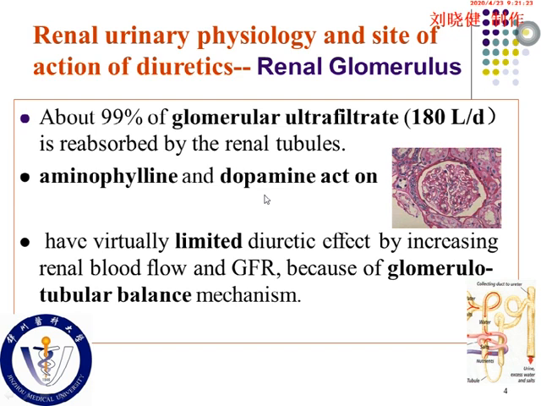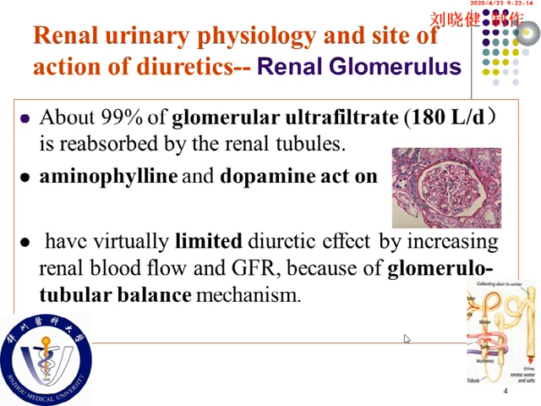By activation of dopamine receptor, it can dilate blood vessels, and by activation of beta-1 receptor, it increases the cardiac work. It has a positive effect on the heart, so they can increase renal blood flow and GFR. But dopamine cannot be used as a diuretic because its diuretic effect is very weak. You have studied that the more glomerular filtration, the more reabsorption from the renal tubule. So this is glomerular tubular balance.